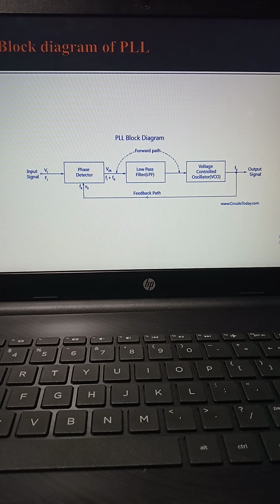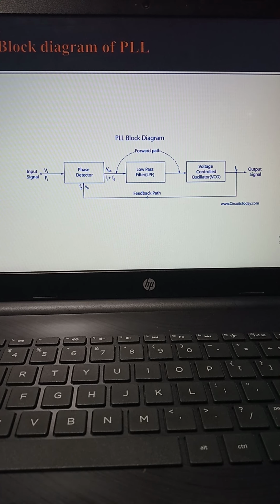So here we can say the output voltage having amplitude V0 and frequency F0 acts as a feedback signal and acts as another input to the phase detector or the comparator. So the comparator compares two signals, the feedback signal and the input signal, and it produces a voltage VE at the output. The voltage VE is called the error voltage.